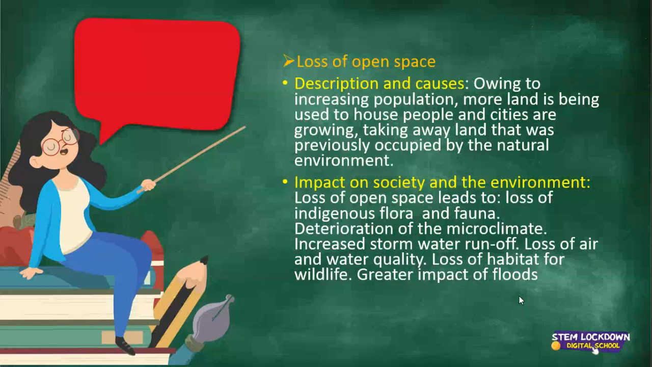So as we grow in population, the more we lose land for grazing, for animals to just live in their right environment and habitats, and we're also losing spaces for our natural, maybe indigenous plants to grow. So you find that they don't have space anymore. And then impact on society and the environment. Loss of open space leads to loss of indigenous flora and fauna, deterioration of microclimate, increased stormwater runoff, loss of air and water quality, and loss of habitat for wildlife. Those are things that we just mentioned.